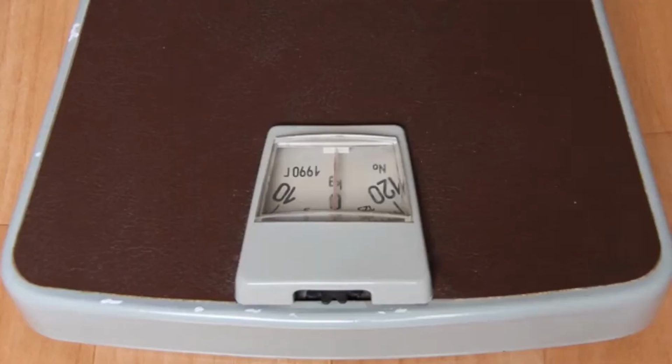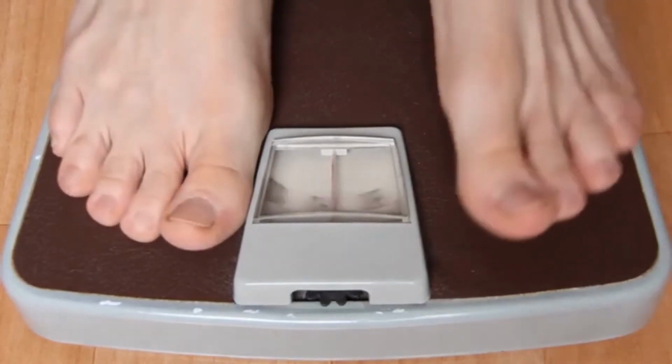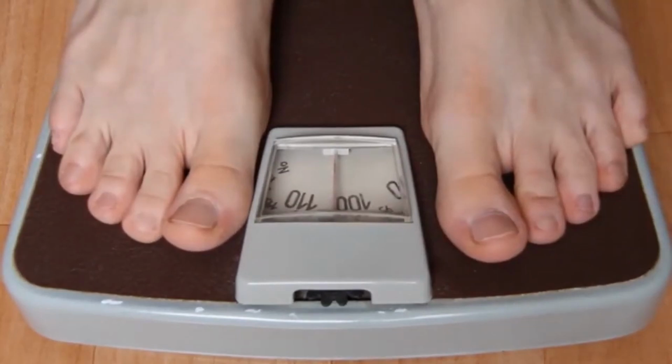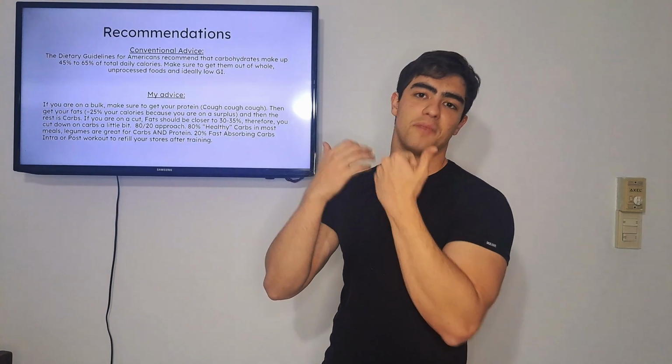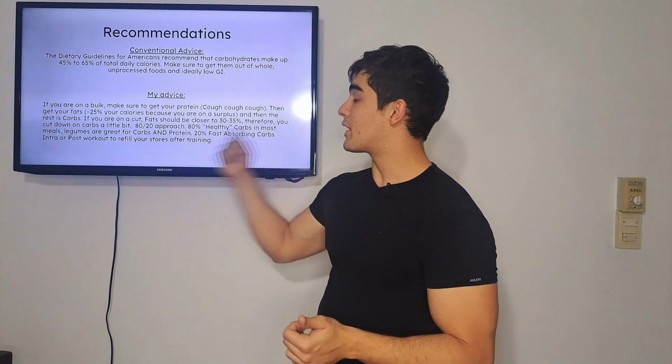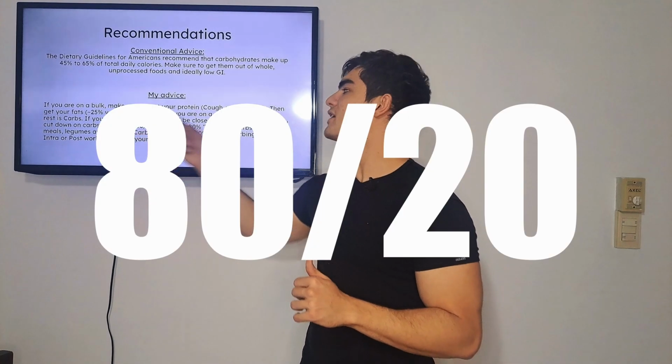If you're in a cut, because your calories are lower and you still have to get the same amount of fats to work properly hormonally, it's going to be a higher percentage. So you're going to have to, by default, cut down on carbs. What I'm also going to recommend is the 80-20 approach.